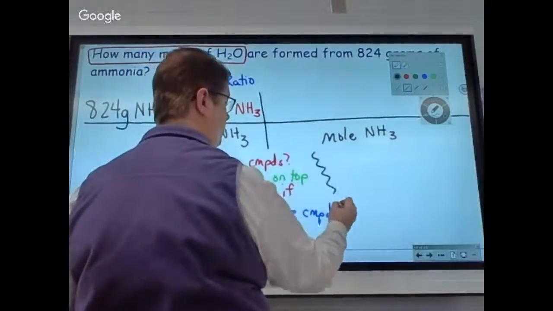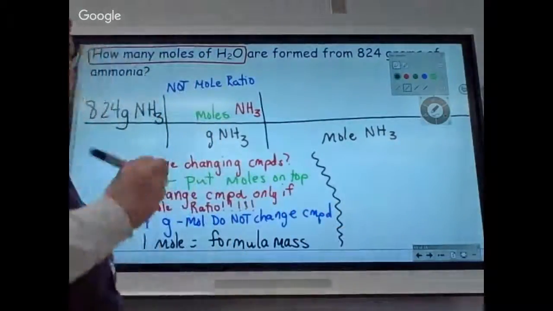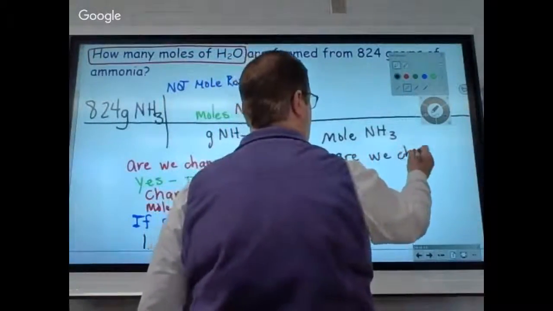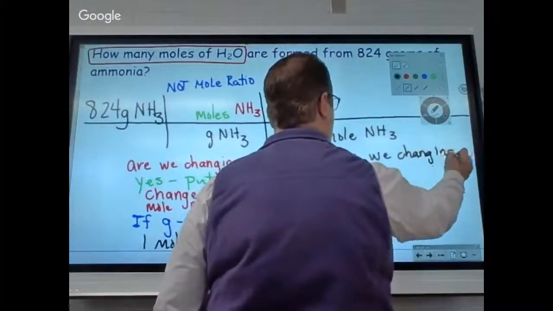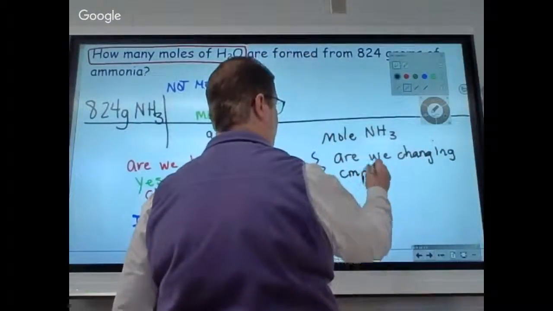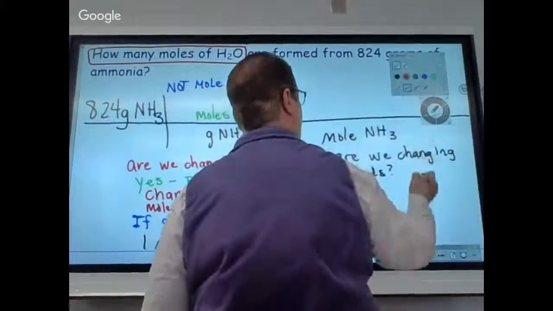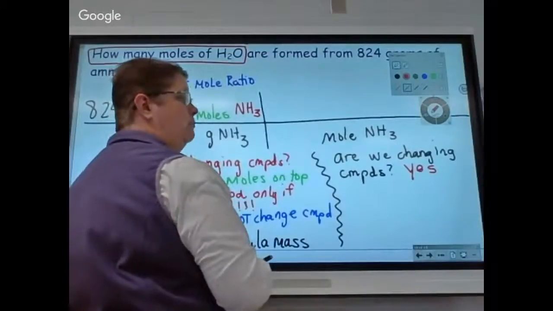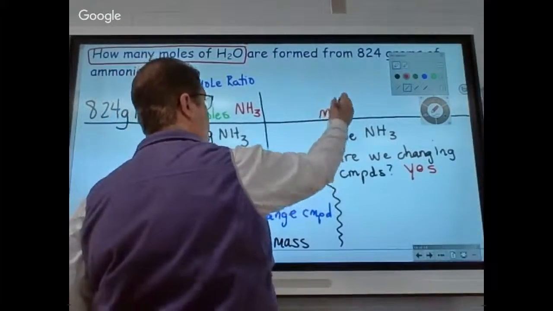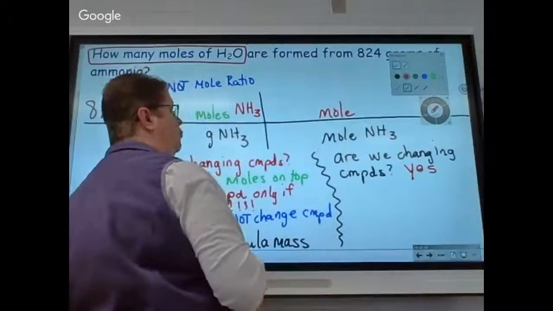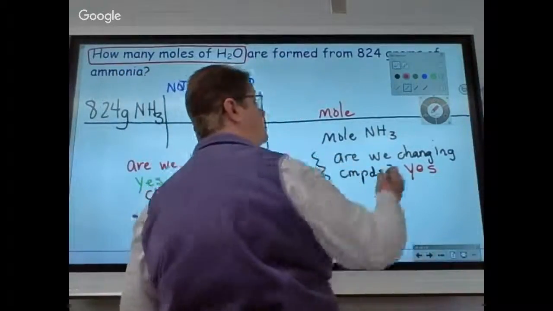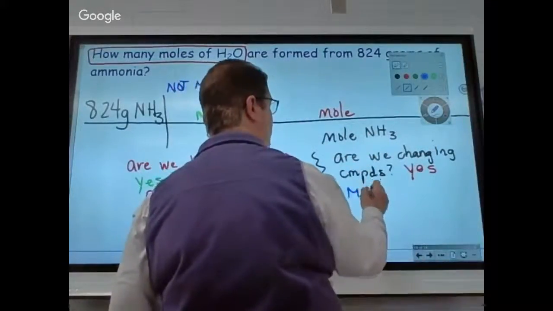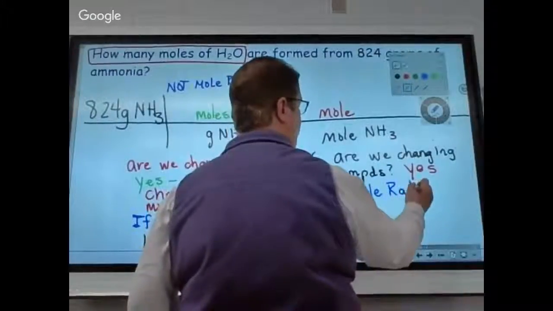So now, we're going to ask ourselves again: are we changing compound? Yes. You answered with yes. So what are we going to put on the top? You're going to put moles on the top. So if you answer yes, and we put moles there, now this is our mole ratio.